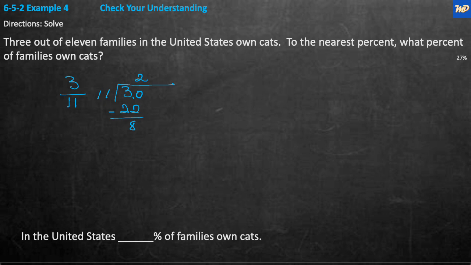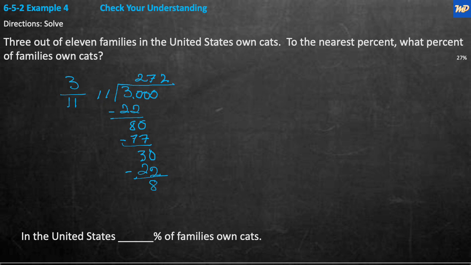8 cannot be divided by 11, so we're going to bring down another 0. 11 goes into 80 how many times? Well, it's at least 7, because 7 times 11 is 77, so we're going to put a 7 here. So 7 times 11 is 77. 80 minus 77 is 3. We're going to bring down another 0, because we know 11 won't go into 3. 11 will go into 30. How many times? It's going to go in there 2 times. And 2 times 11 is 22. And 30 minus 22 is 8.